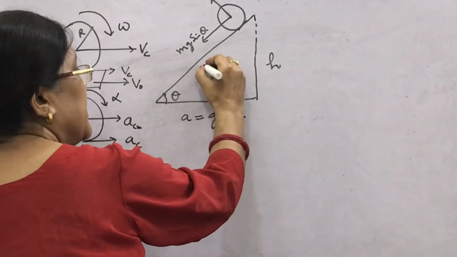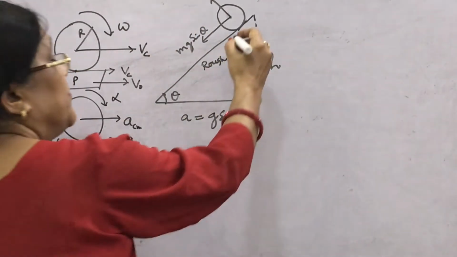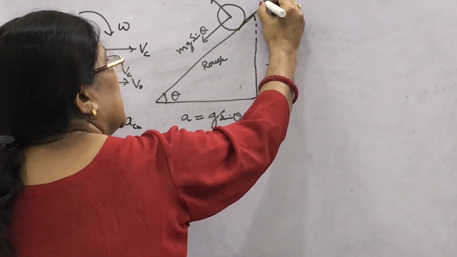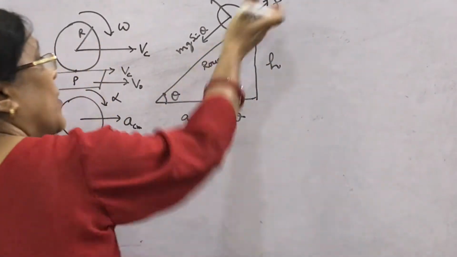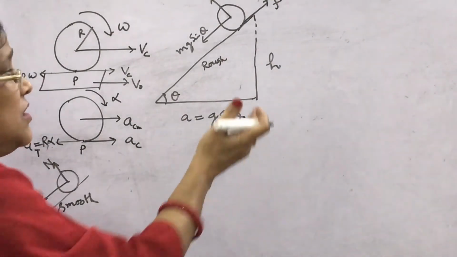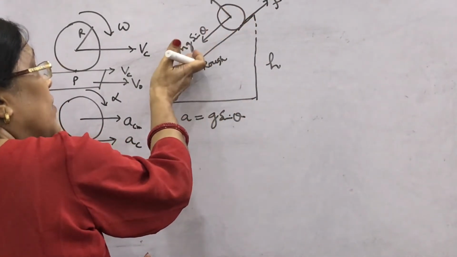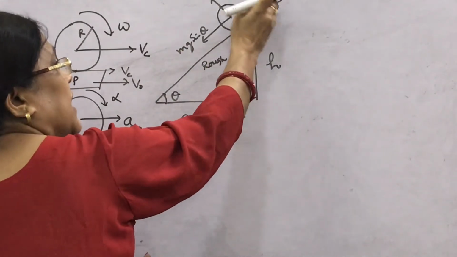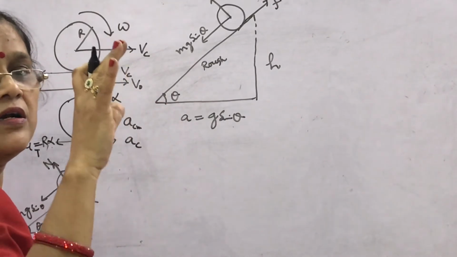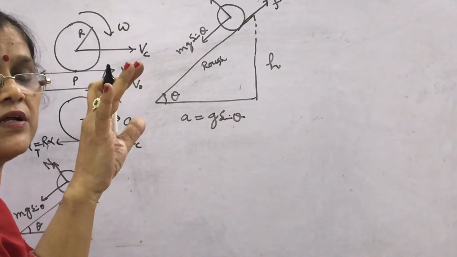If the plane is rough, what will happen? The friction will act in this direction, in the tangential direction, opposite to the motion. Will it or not? Friction opposes the motion. So look here, it has a tendency to come down and the friction is acting upward. Then what will be the net translational motion? How will you write the expression for that?